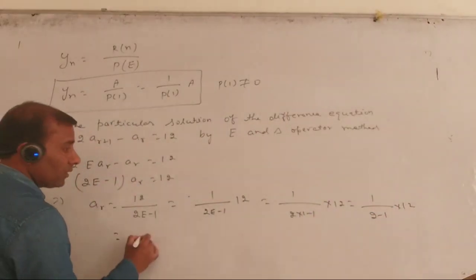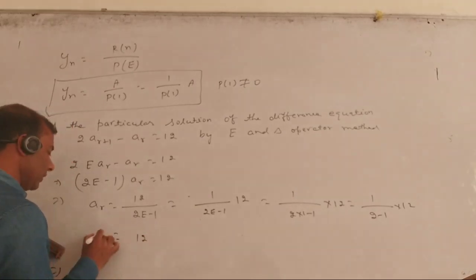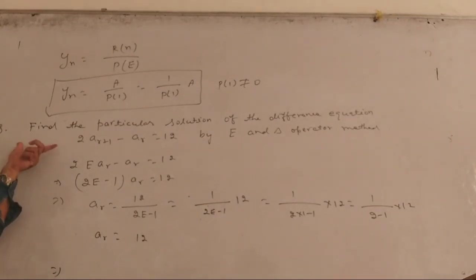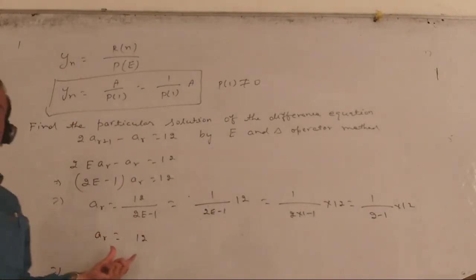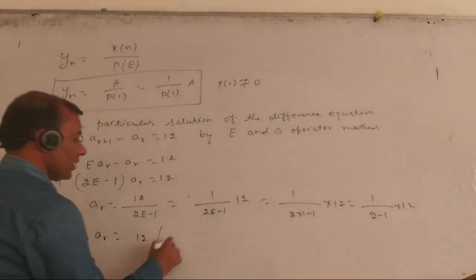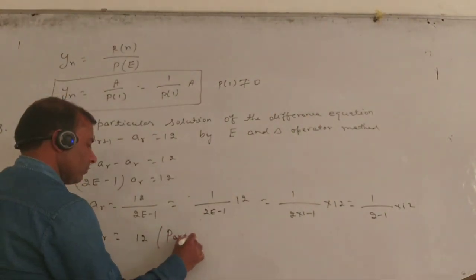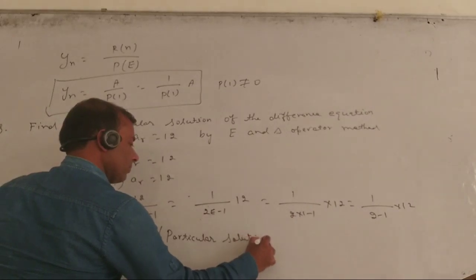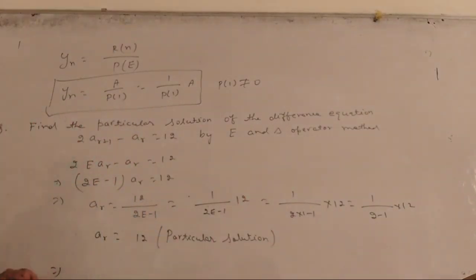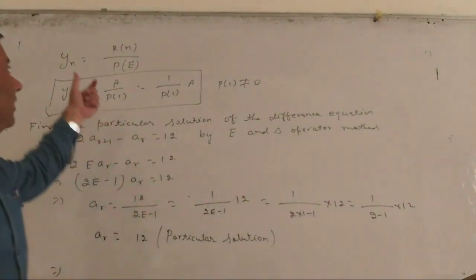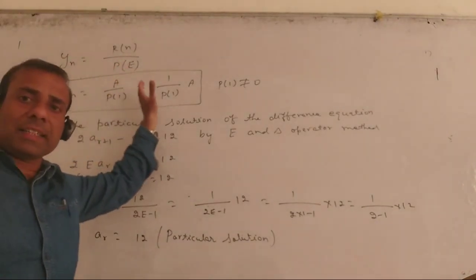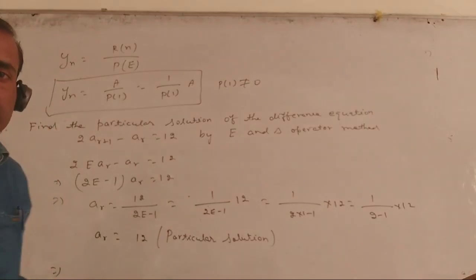So we have the value 12 here. It means the particular solution of the given question is a of r equals 12. So this is our particular solution. Now we will discuss the next case, when Rn consists of some other terms rather than a constant.